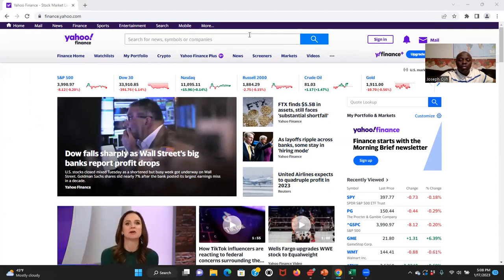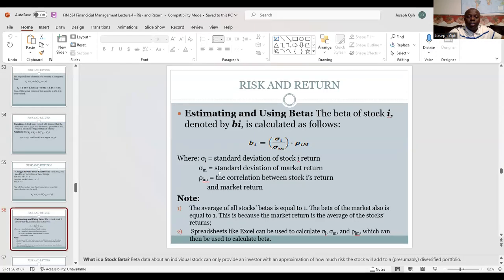So the market index is represented by delta M, and the correlation between the stock return and the market return is rho IM, where I is for the stock return and M is the market return. Sometimes in most questions you meet in finance, some of these values will be given to you. So all you have to do is plug them into the formula and use them to calculate your beta.